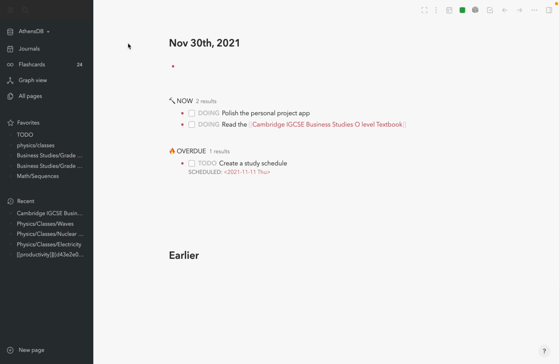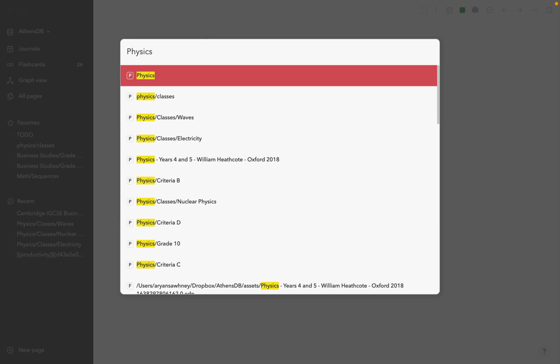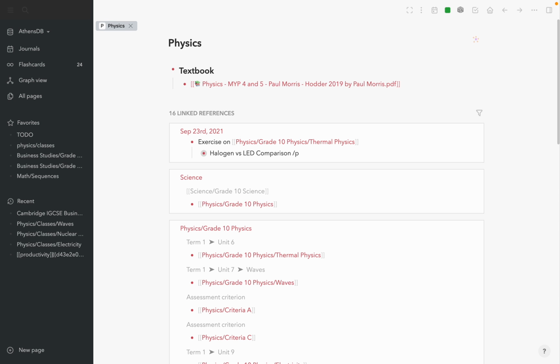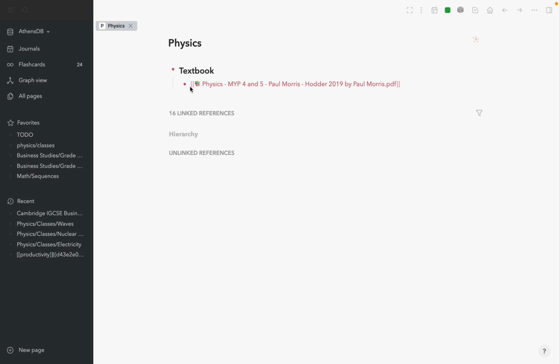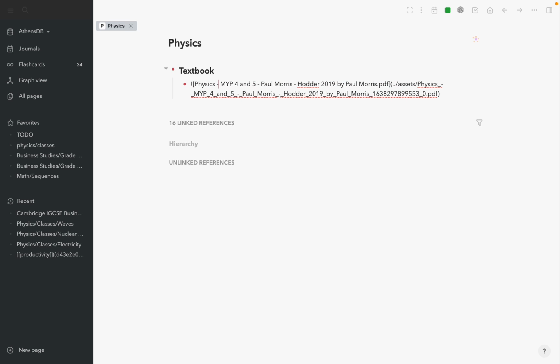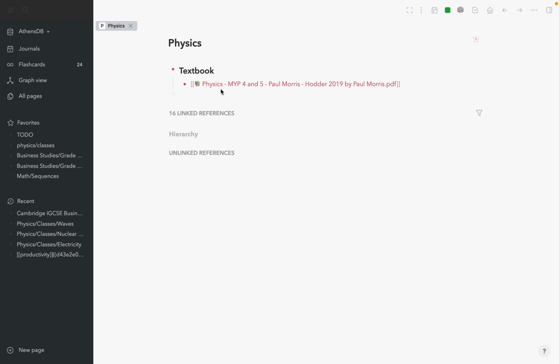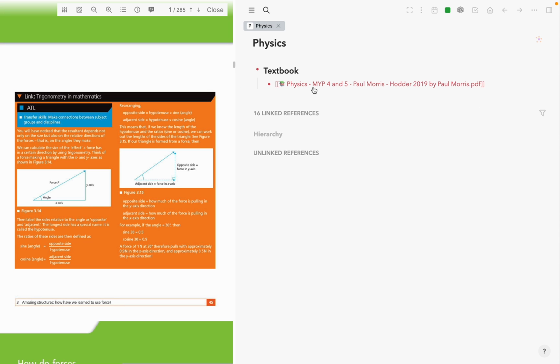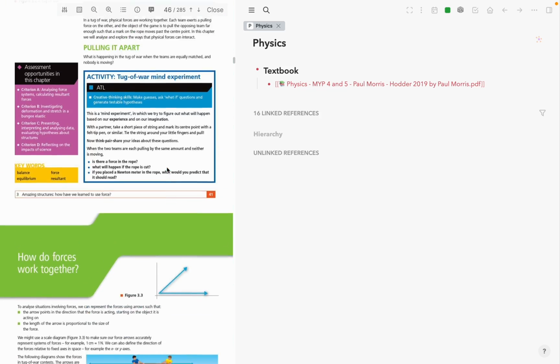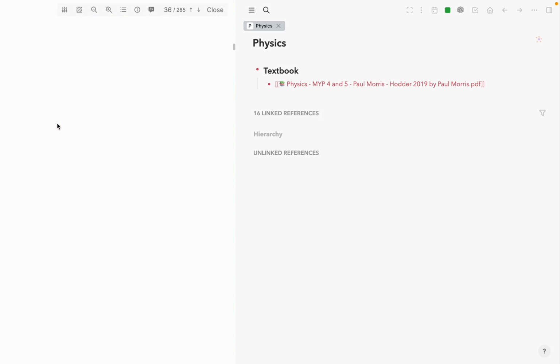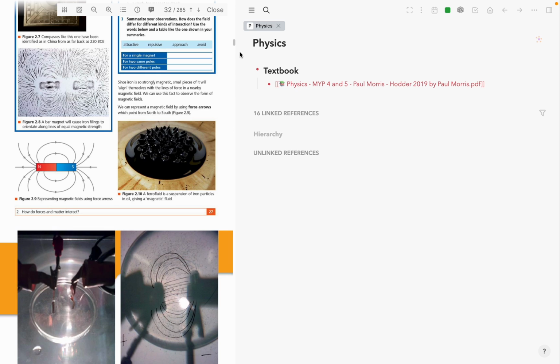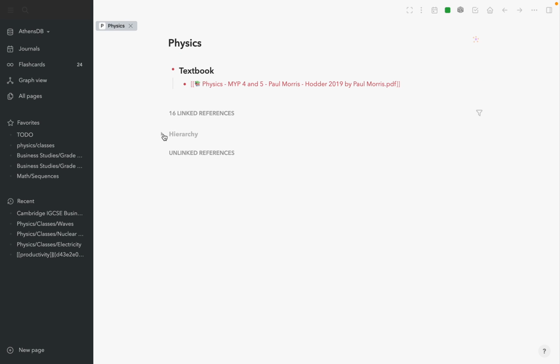So let's take a look at, say, my physics page. So right here you can see I usually keep some basic things about the class. So for instance, over here I have the textbook embedded into the page. Logseq actually has a very nice PDF annotation feature, so you can annotate the text inside the PDF, and it's just a generally really fluid and well integrated experience. But now let me show you the real part that I use for the workflow most often.